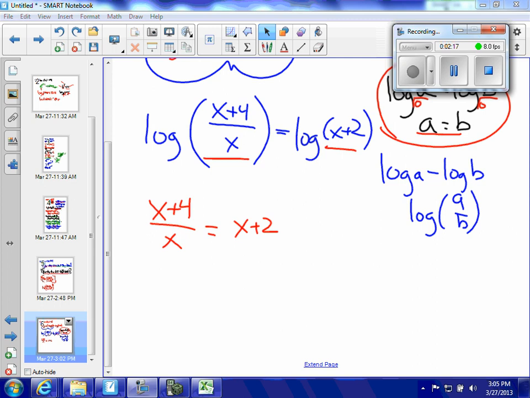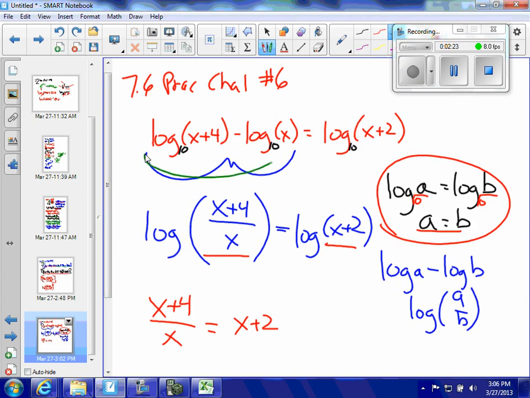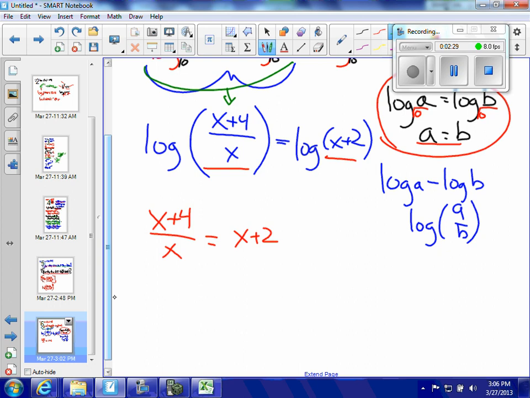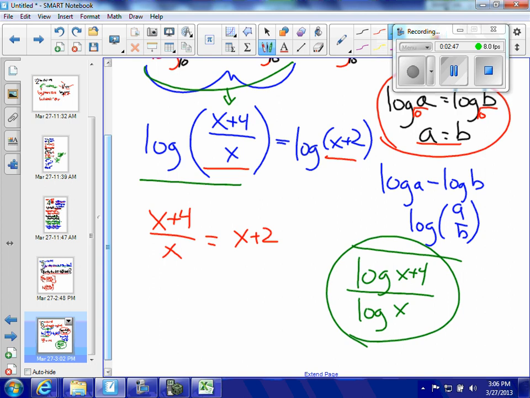Now, you have to be very clear here. When moving from this to that, you do not want to write log of x plus 4 divided by log of x. That is incorrect. You will get points off for that. This is proper. This is not proper right here. You cannot then cancel out the logs.